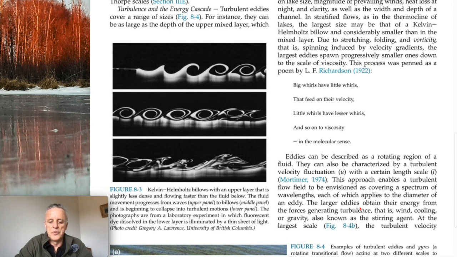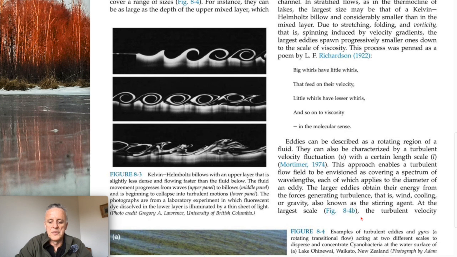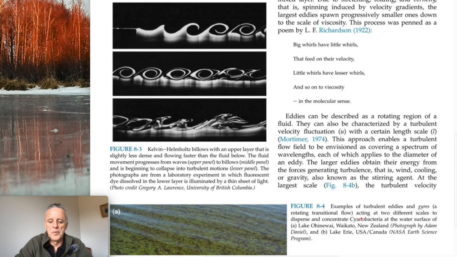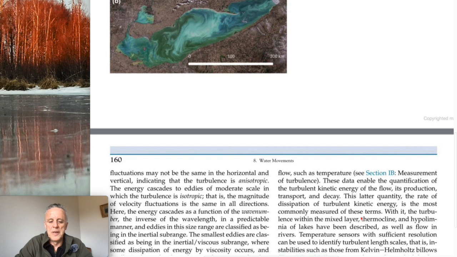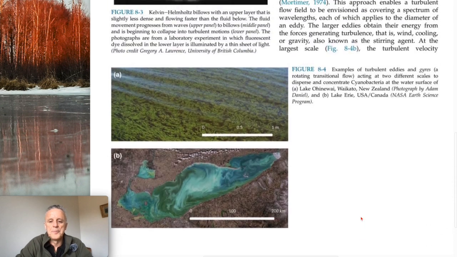This approach enables a turbulent flow field to be envisioned as covering a spectrum of wavelengths, each of which applies to the diameter of an eddy. The larger eddies obtain their energy from the forces generating turbulence, that is, wind, cooling, or gravity, also known as the stirring agent. At the larger scale, the turbulent velocity fluctuation may not be the same in the horizontal and vertical, indicating that the turbulence is anisotropic.